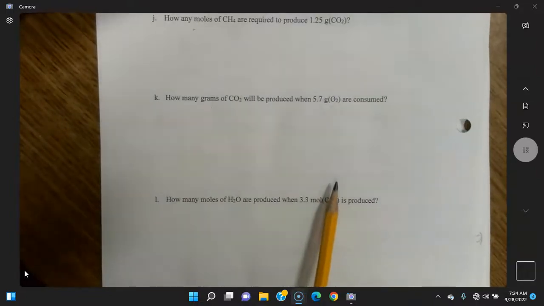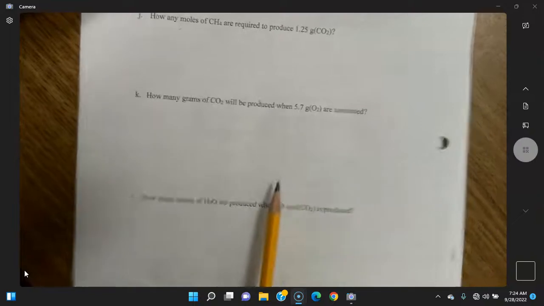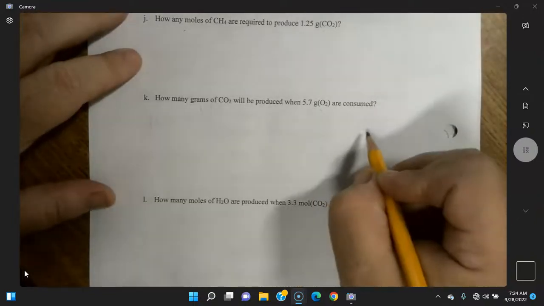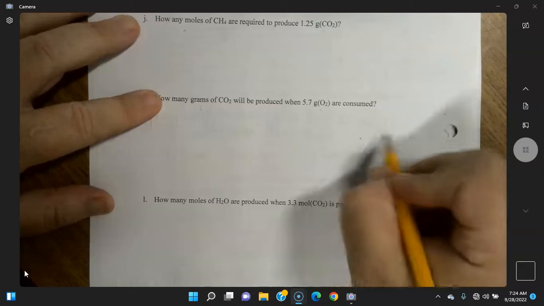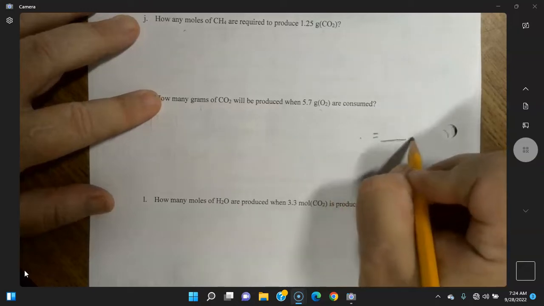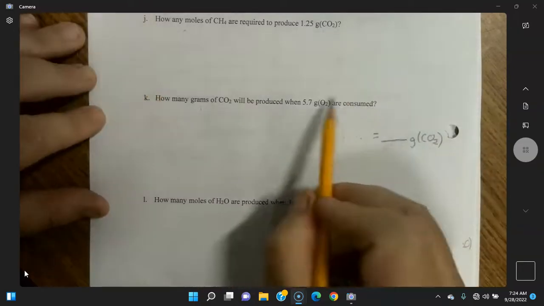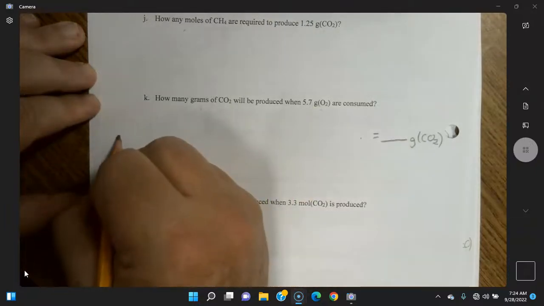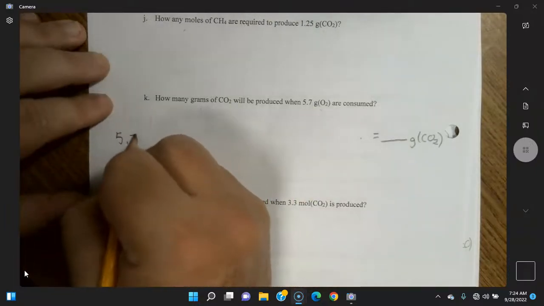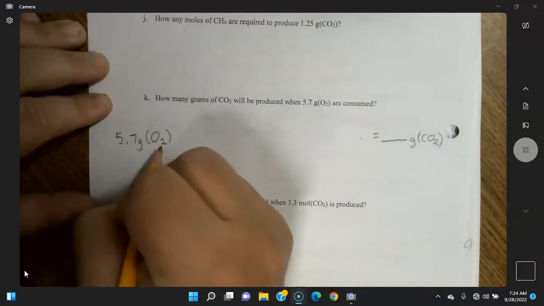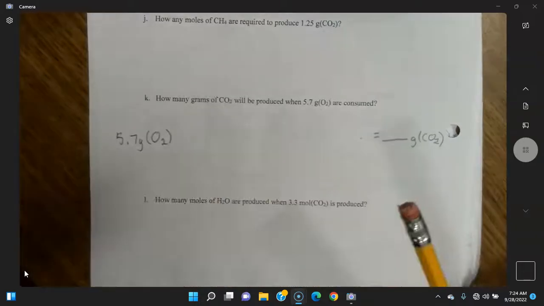Okay, let's go ahead and do this. Let's see how quickly I can do this one. Just to show you, these don't have to take forever. So here we are, grams of CO2 equals, that's our final answer. So that's what you're trying to find. We're going to start with 5.7 way over on the left. Start with 5.7 grams of O2, end with grams of CO2.